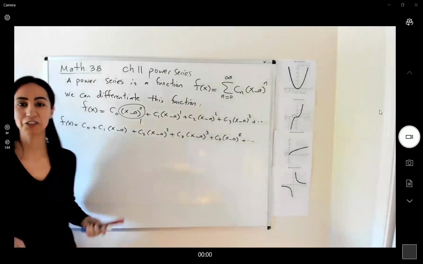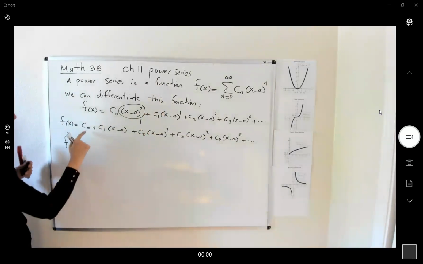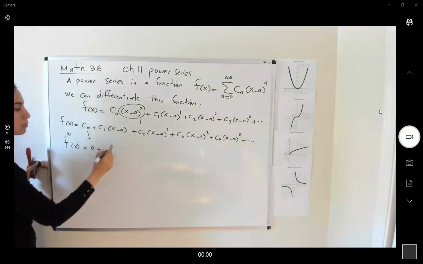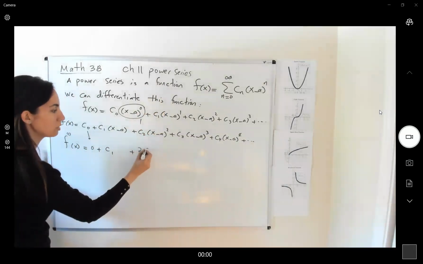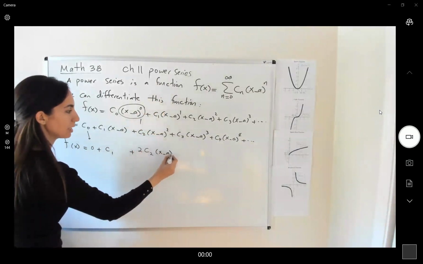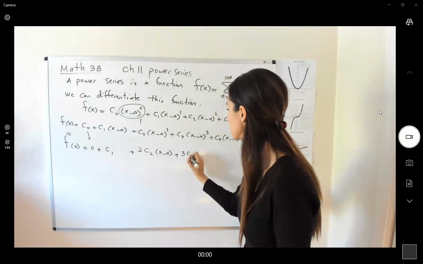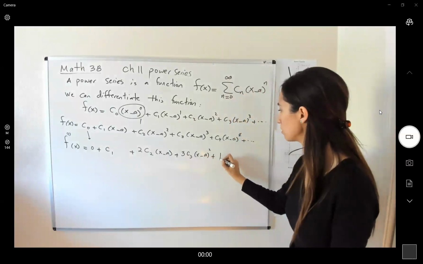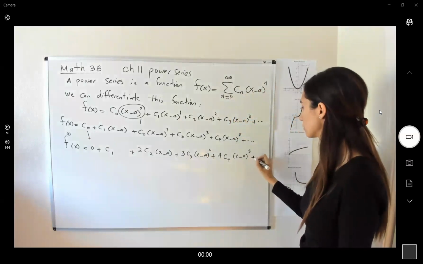Okay, let us start taking the derivatives of this function. The first derivative of this function, f1 of x, is equal to the derivative of the constant, which is 0, plus the derivative of c1 (x minus a), which is c1, plus the derivative of the third term, which is 2 c sub 2 (x minus a), plus the derivative of the fourth term, which is 3 c sub 3 (x minus a) to the second, plus the derivative of this term, 4 c sub 4 (x minus a) to the third power, plus the rest of the terms.